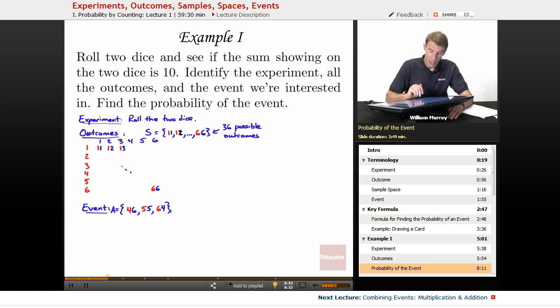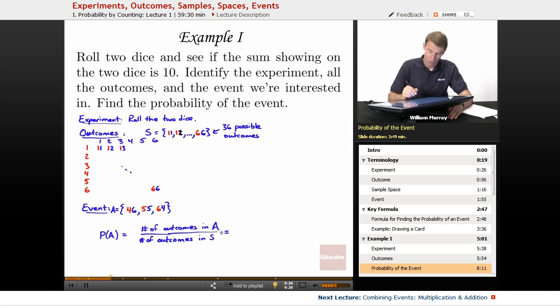So we now know what our event is, and we now know what our sample space is. So let's figure out what the probability is. The probability of our event A is the number of outcomes in A divided by the total number of outcomes in our sample space, the total number of things that can happen, outcomes in S.